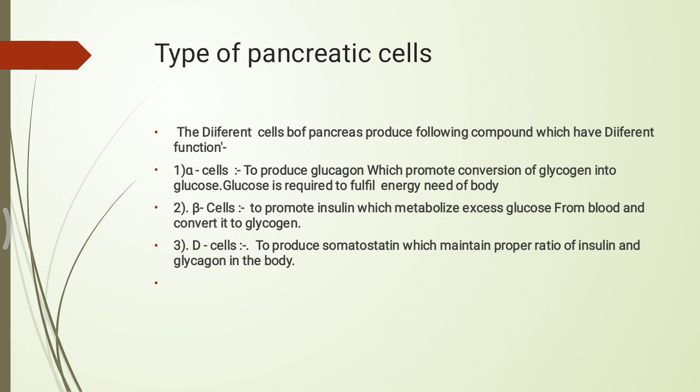There are three pancreatic cells. They have different functions and produce different compounds. Alpha cell produces glucagon which promotes conversion of glycogen into glucose. Beta cell produces insulin which helps metabolize excessive glucose from the blood and convert it into glycogen. And the function of the D cell is to produce somatostatin which maintains proper ratio of insulin and glucagon.